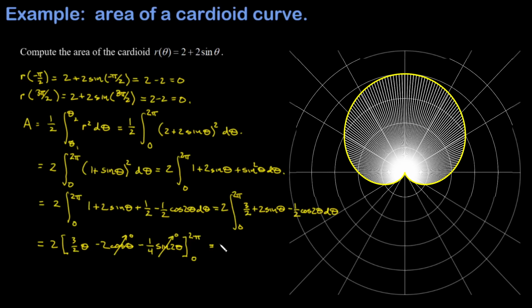and when I plug in 2 pi for that, I end up with a grand total of 2 times 3 pi. And when I plug in the lower limit for theta, that contributes nothing. That's 0, so that's gone too. So in the end, we come out with a total area of this cardioid of 6 pi.